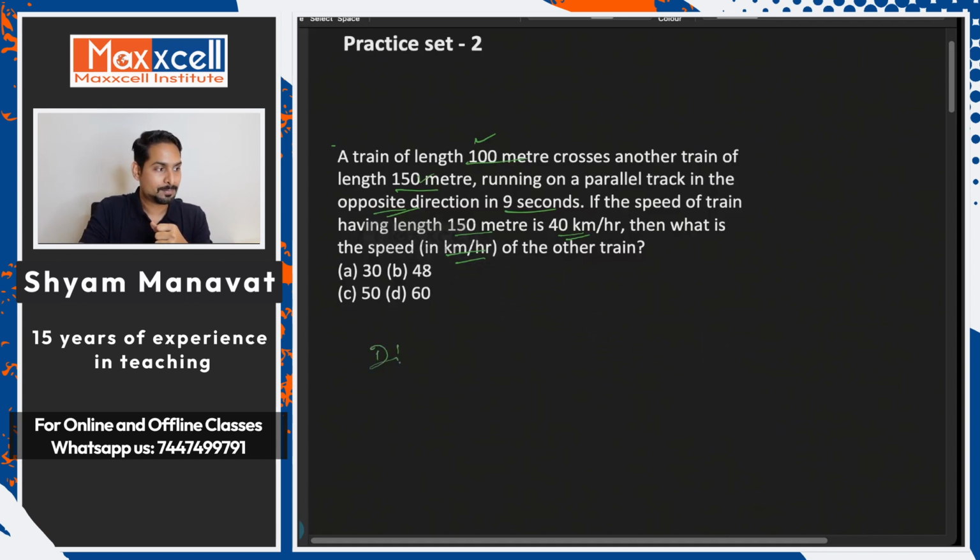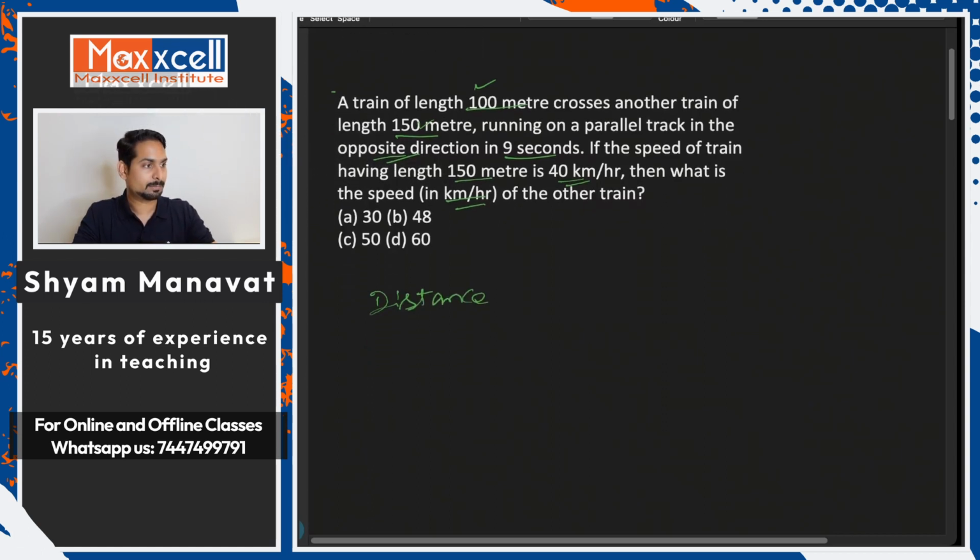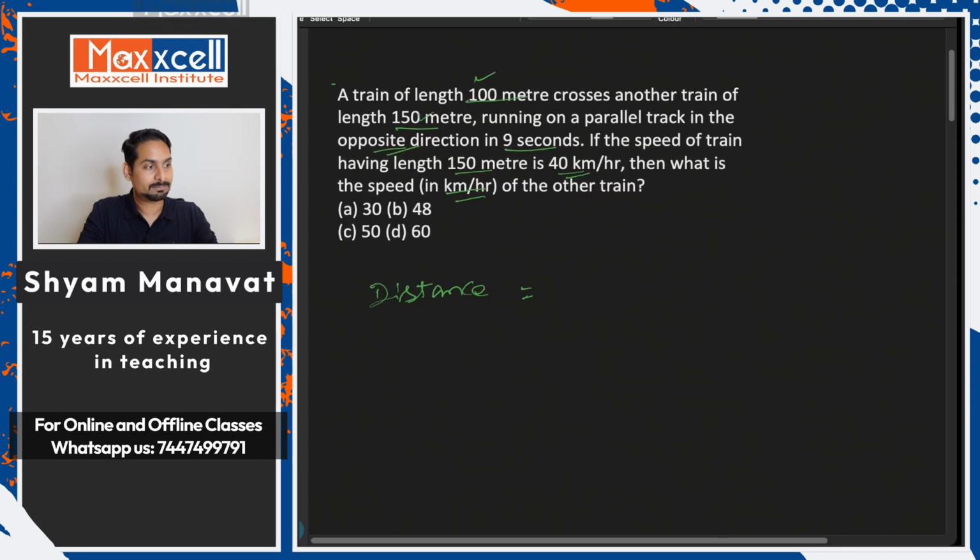I am not going to write a lot of things here because we are in practice sets. In the concept video I have already shown you the drawing and explained using that drawing, writing all the steps. Here we'll go directly to the solution. So the total distance here is 100 plus 150. That will get you 250 meters.